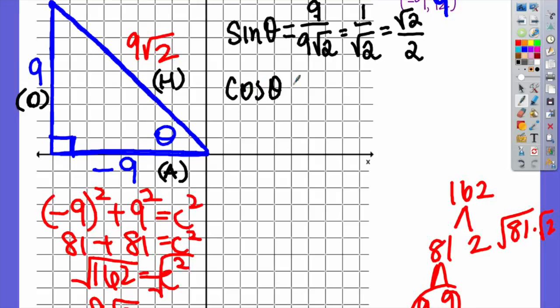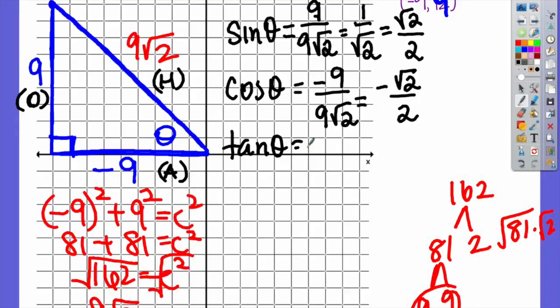Let's do cosine. Adjacent over hypotenuse, negative 9 over 9 square root of 2. It's going to be the same thing as sine, but this time it's going to be negative. Again, the signs matter, guys. Tangent is what over what? Opposite over hypotenuse. What's 9 divided by negative 9? Negative 1.